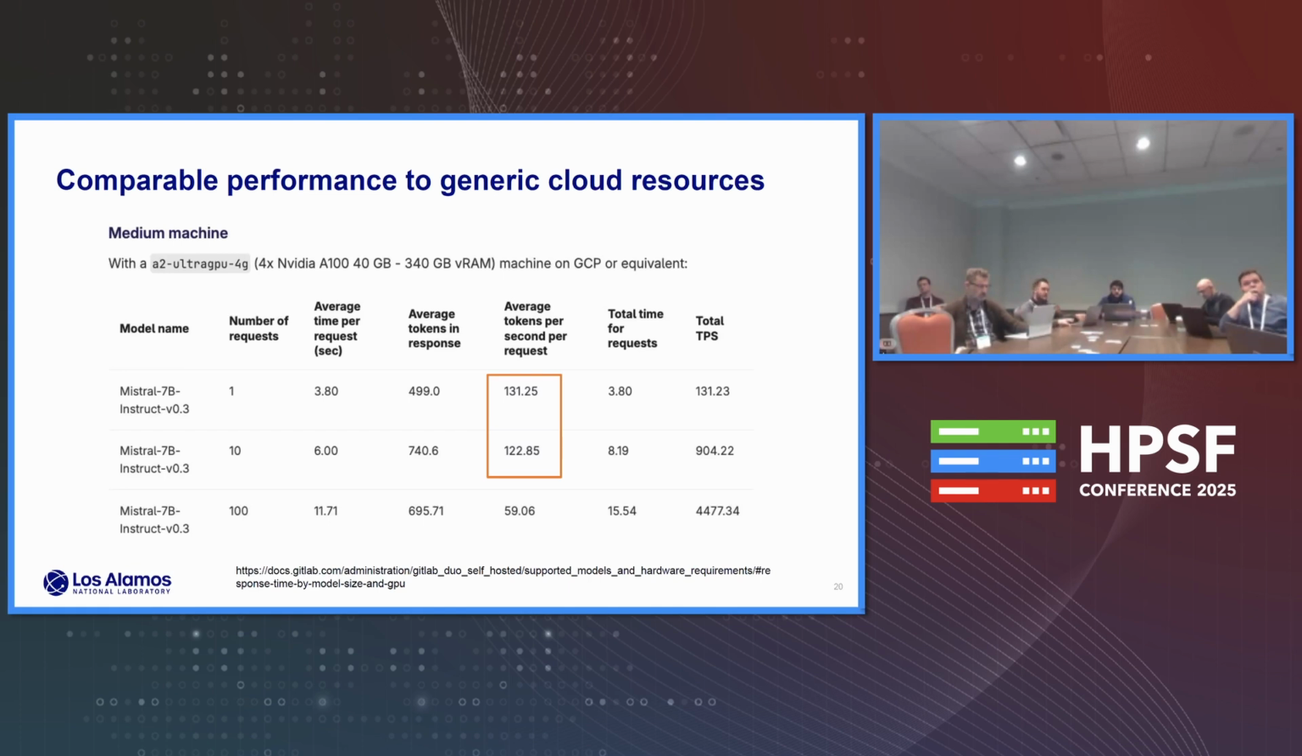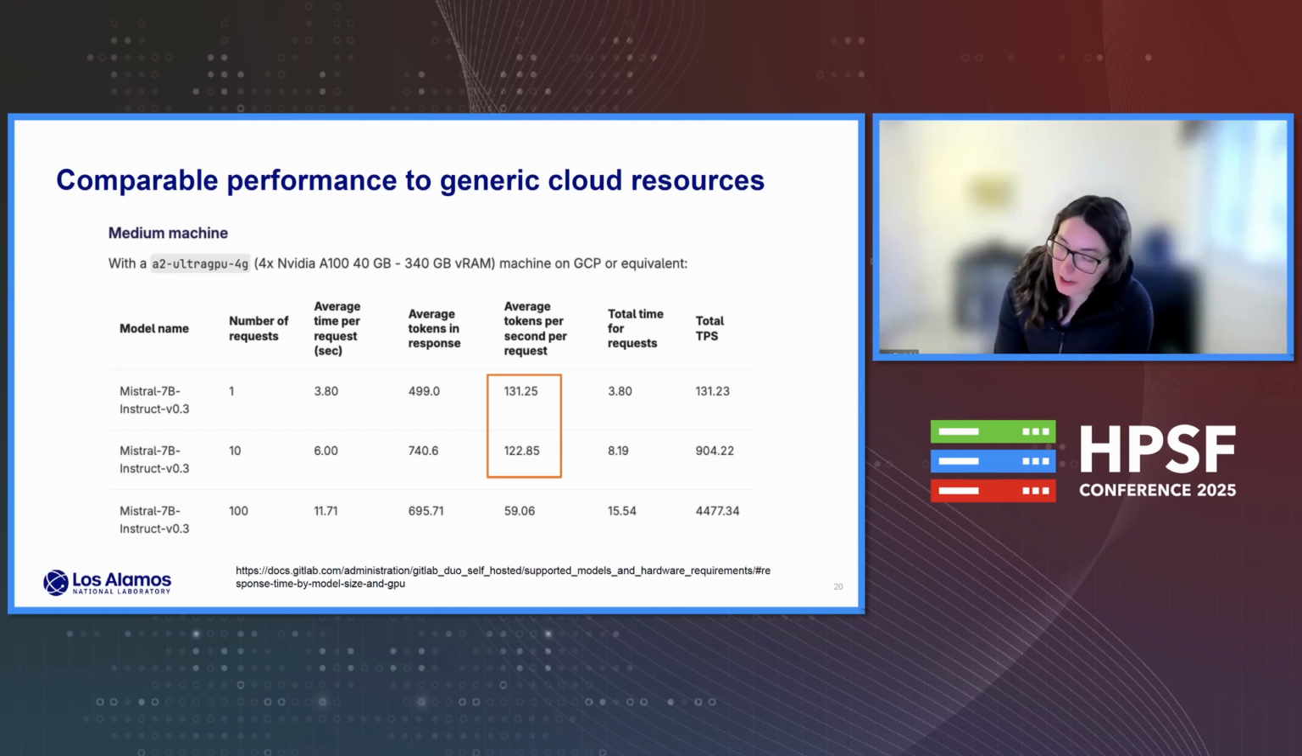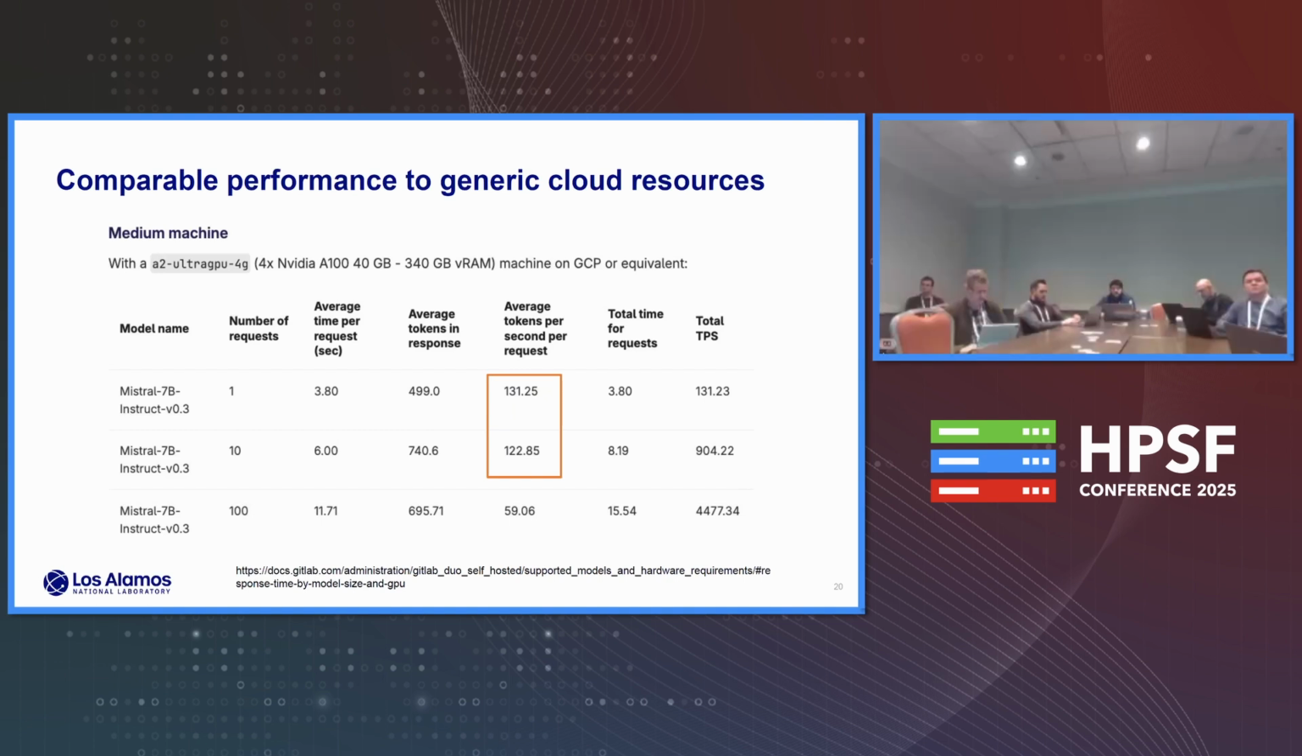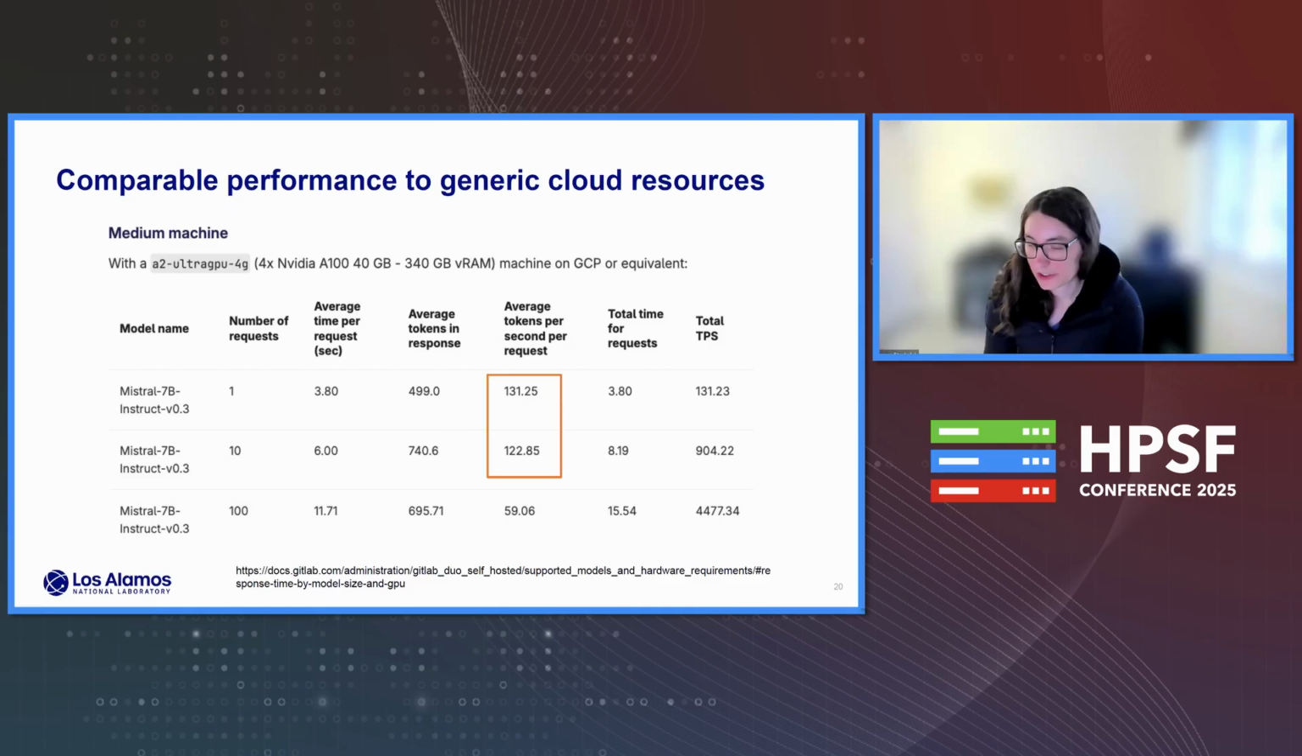For the remainder of the talk, I'm going to go over my general conclusions about the project and also mention some ongoing work. One general conclusion is that we saw comparable performance to generic cloud resources. Similar to what I think has been seen with Charliecloud in the past, it had a minimal performance impact. The table I'm showing is not my table. It's from the GitLab documentation about what they saw running the same model on generic cloud resources.